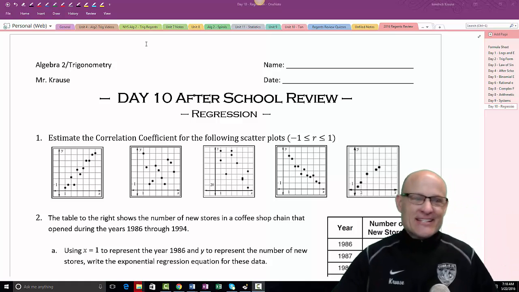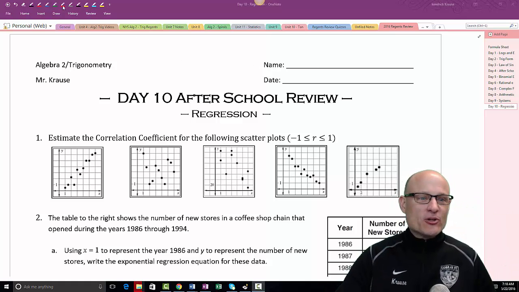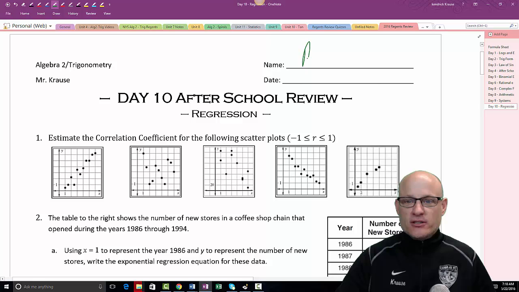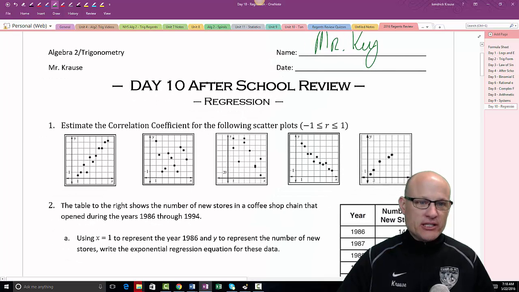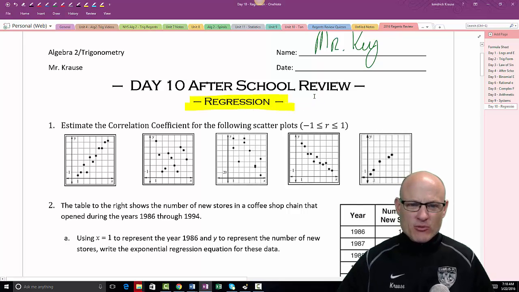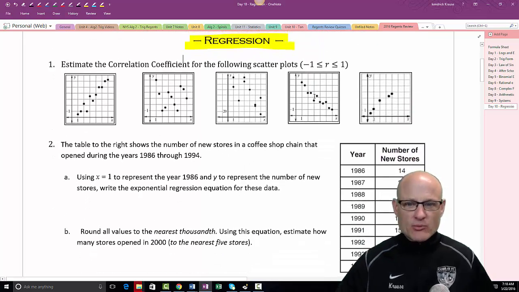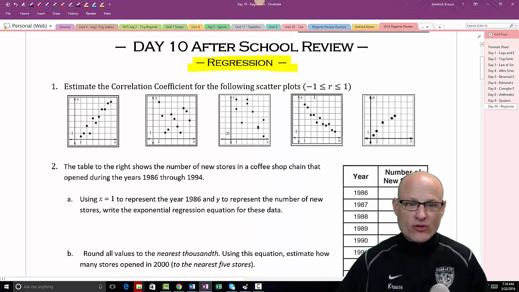Today, kids, I will be talking to you because I am Mr. Kraus / Mr. Key. I'm going to be talking to you about regression, all the different kinds. And there's not that many that they're actually going to ask during the trig exam about regression. But we'll talk about a little bit of regression, correlation coefficients, and all that old stuff too. So, let's just get going.